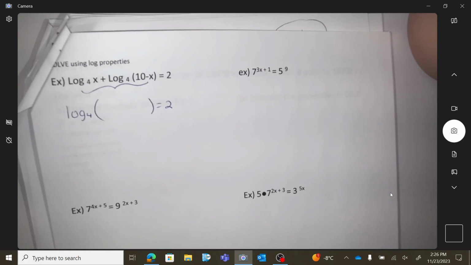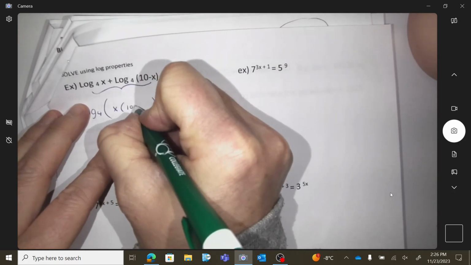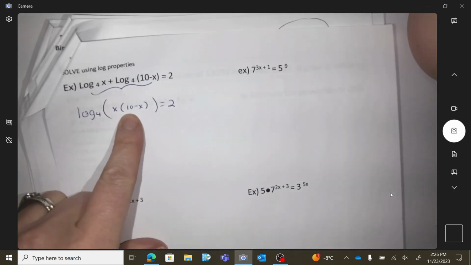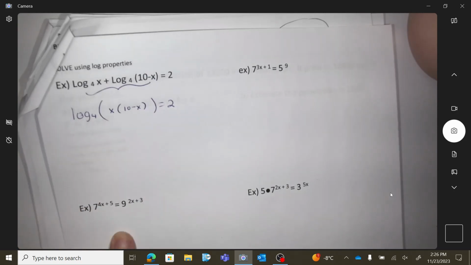Okay, so if they were separated with adding, that means they would have been multiplied with each other, glued back together, right?